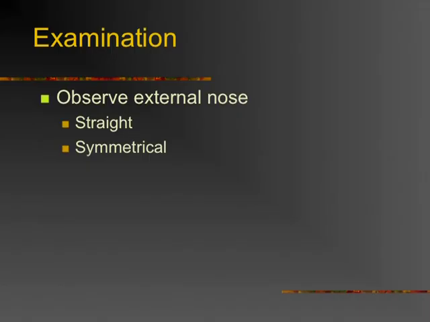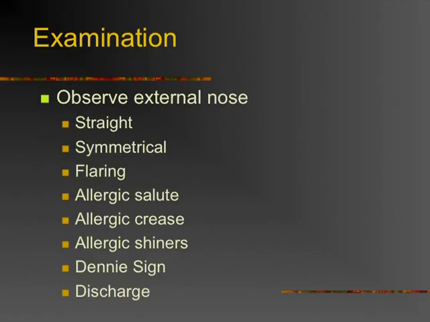First of all, you want to observe the nose. Is it straight? Is it symmetrical? Are there any deformities? Compare one side of the nose to the other. Does it deviate to one side or the other? Observe all these kinds of issues. In respiratory distress, you'll often see kids flaring, nothing else but just nasal flaring, so be alert to that. We'll talk about the allergic salute, the allergic crease, allergic shiners, and Dennie sign.